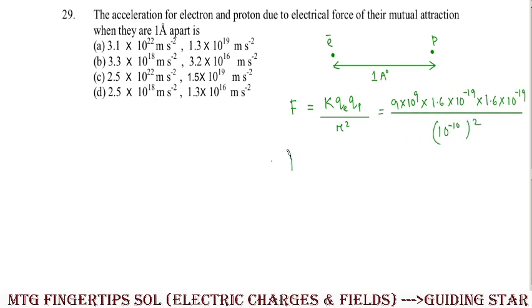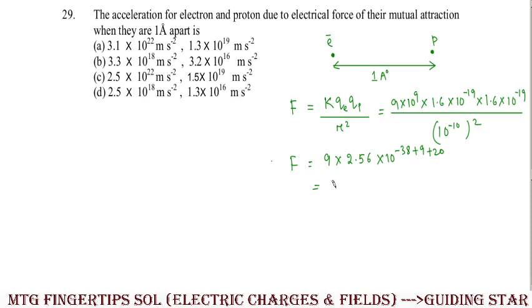So finally, the force comes out to be how much? 9 into 1.6 into 1.6, that means 2.56 into 10 to the power minus 38 plus 9, whole divided by 10 to the power minus 20, so that will become plus 20.